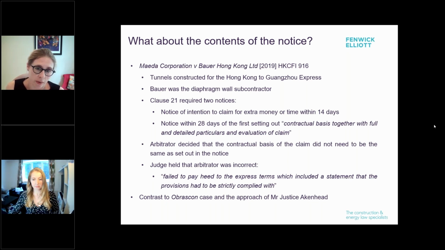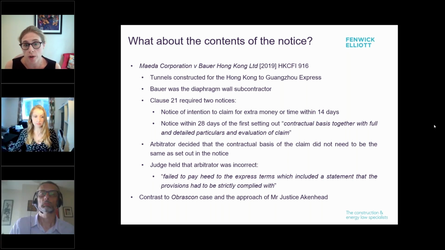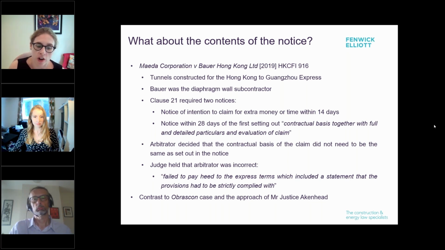Now, the arbitrator decided that the contractual basis of the claim did not need to be set out in the notice. It did not need to be the same. They basically changed their argument by the time they got to the arbitration. But the judge held that the arbitrator was incorrect. You did need to put at the head of claim the correct one in your notice. They failed to pay heed to the express term, which included a statement that the provisions had to be strictly complied with. So this is a bit of a contrast to Mr Justice Akenhead's approach in Abrascon.